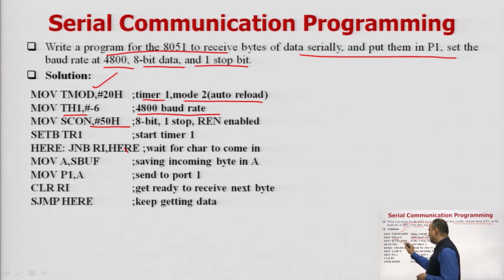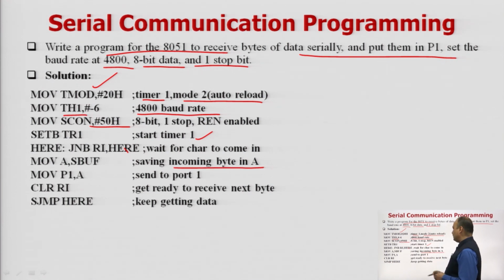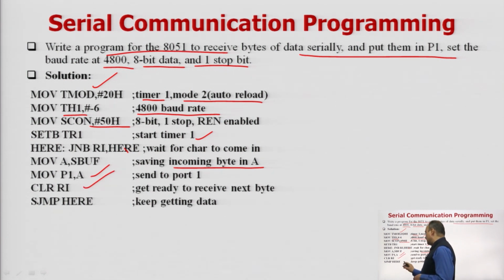Then set the TR1 bit to start timer 1. Then monitor the RI flag, waiting for a character to come in. Then move the character from SBUF to a safe place, saving the incoming byte into the accumulator, and from the accumulator to port P1 of the 8051 microcontroller. Then clear the RI flag and transfer the control by executing the instruction JMP here, to the particular memory location.